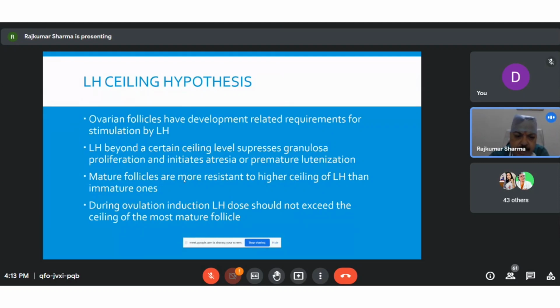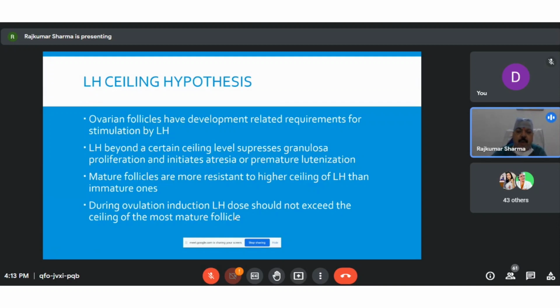But if you add LH at that time, the smaller follicles will get suppressed. It is only the bigger follicles which will grow. So this is another strategy to decrease the chances of OHSS, by adding LH in the second phase of stimulation of the IVF cycle. So during ovulation induction, the LH dose should not exceed the ceiling of the most mature follicles. Otherwise, those mature follicles will also start going into atresia.